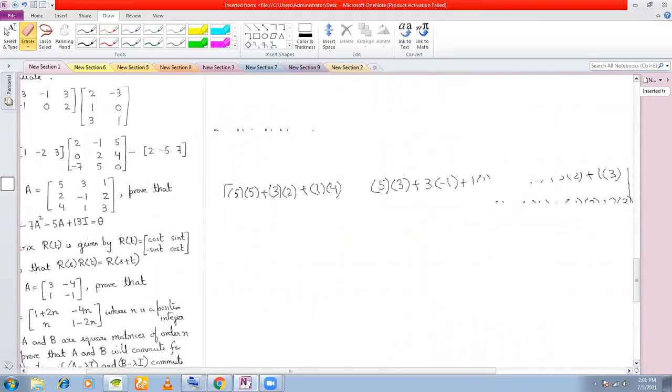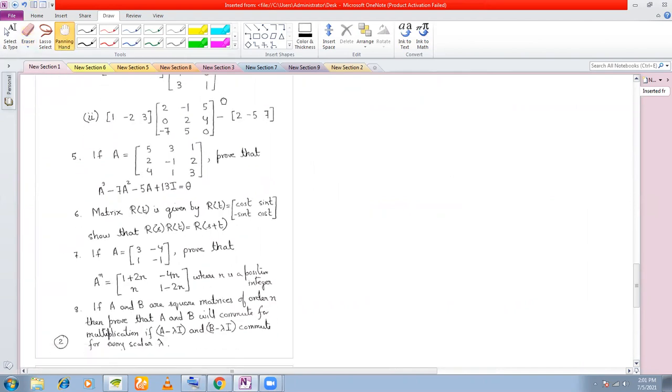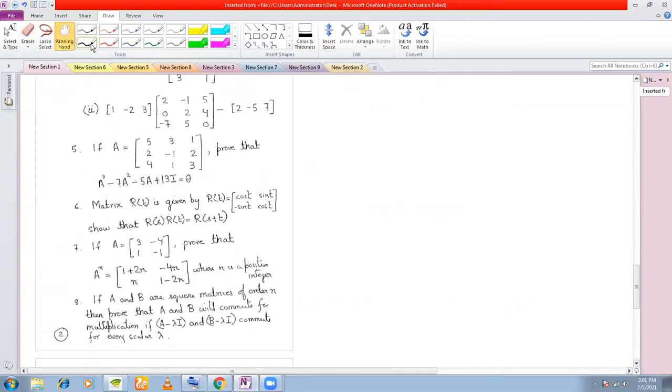Okay. So now just put the values here in the expression that is given to you. What was the expression here? Let's see. Okay. The expression here was left hand side. Let's start with the left hand side. A cube minus 7A square minus 5A plus 39.